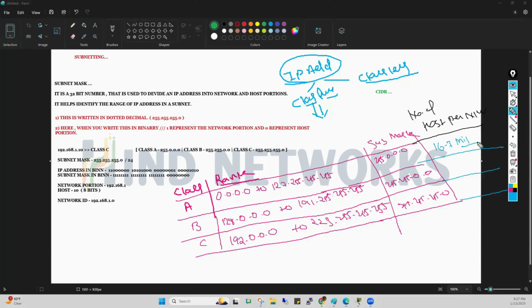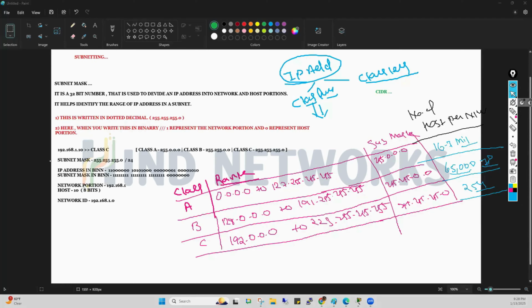If you are using class B, you will get approximately 65,000 IP addresses. How many? 65,000. And if you are using class C, you will get 254 IP addresses. Getting my point? Everyone, yes or no? Clear? So previously we were using classful addressing, and this is the range.